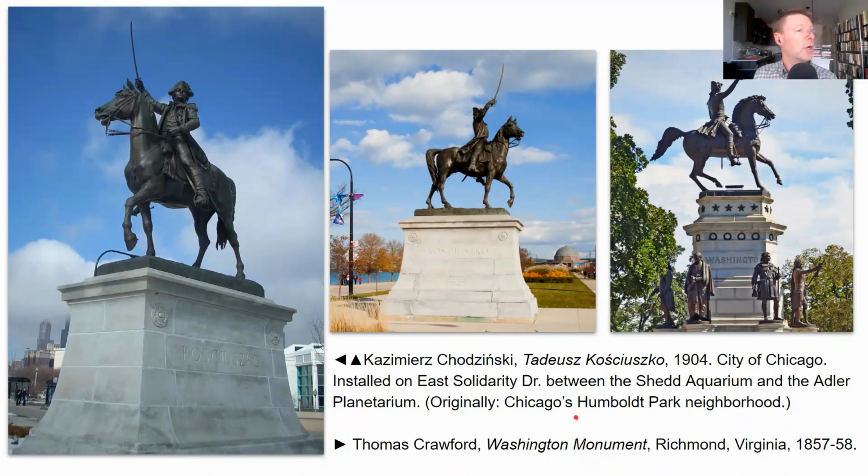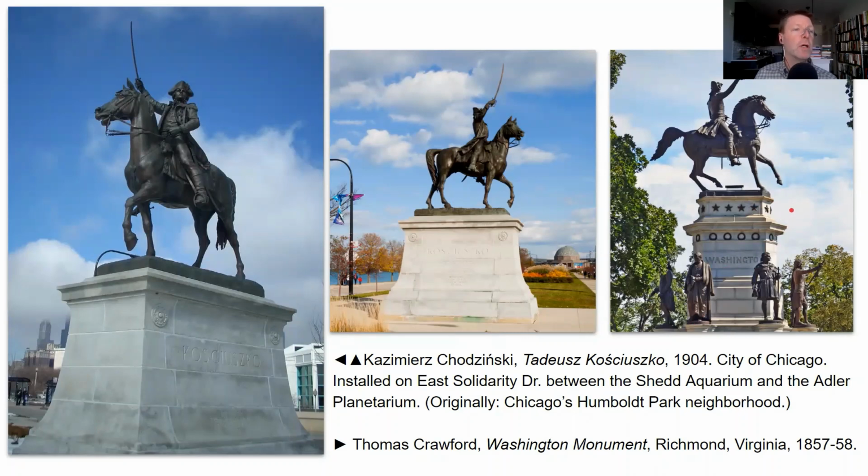Note that the Kukushko monument in particular is informed not only by the famed equestrian sculpture of Marcus Aurelius in Rome, but I think particularly also by Thomas Crawford's Virginia-Washington Monument, which is right outside the State House, which is called the White House, in downtown Richmond.